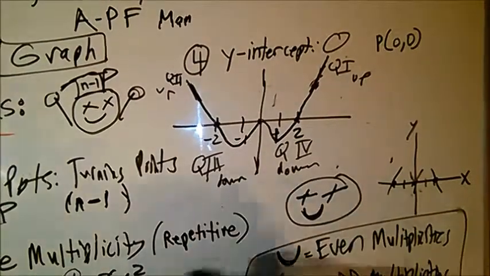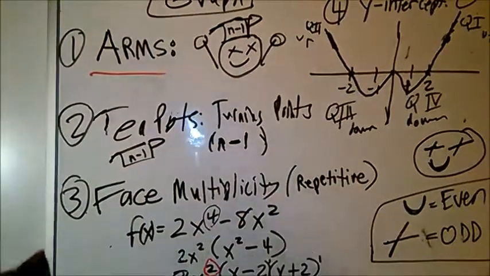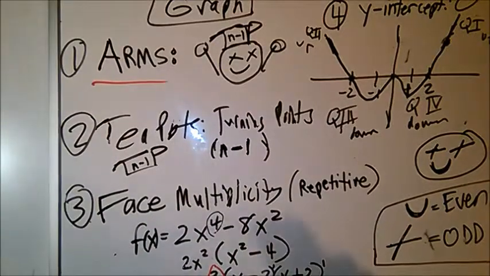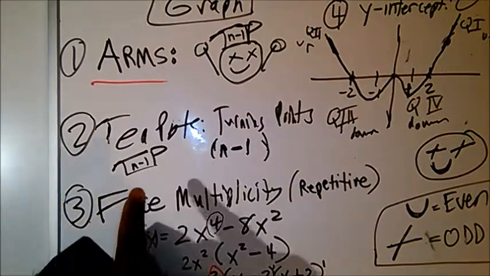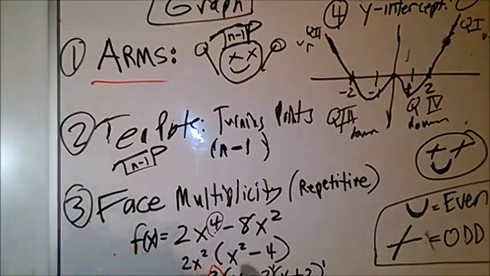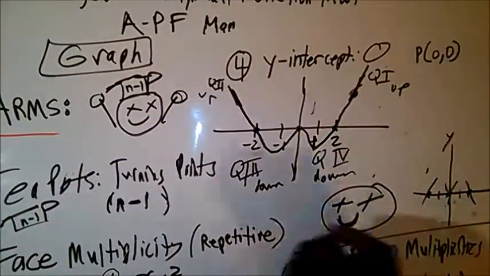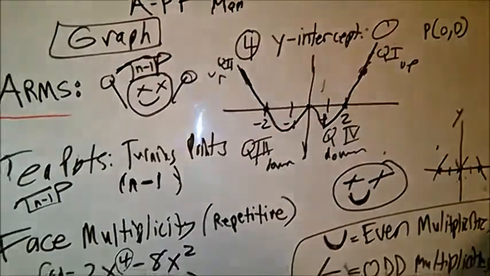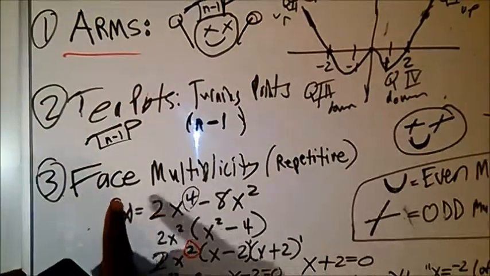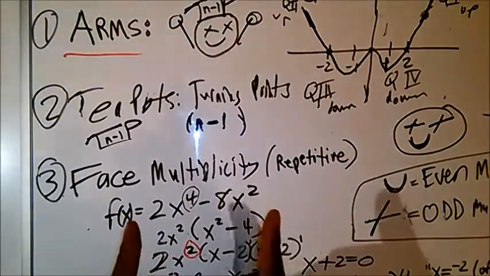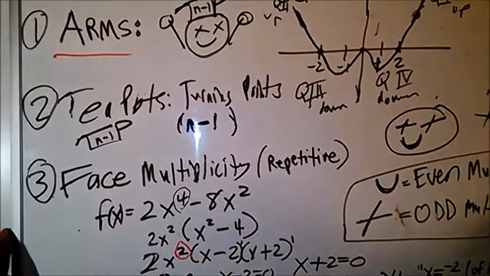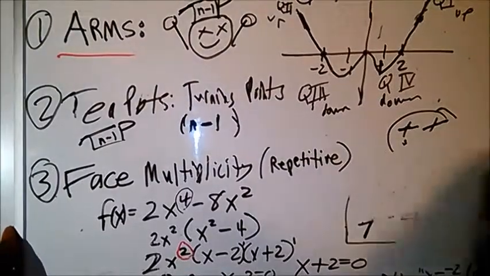I think we should try another one. Remember this process. First, find out what the arms are by determining what the highest power is. Then the teapot, then the face multiplicity, and lastly, the y-intercepts. And remember, if you want to determine the face multiplicity of its repetitiveness, you have to first factor. Okay? So let's try another one.